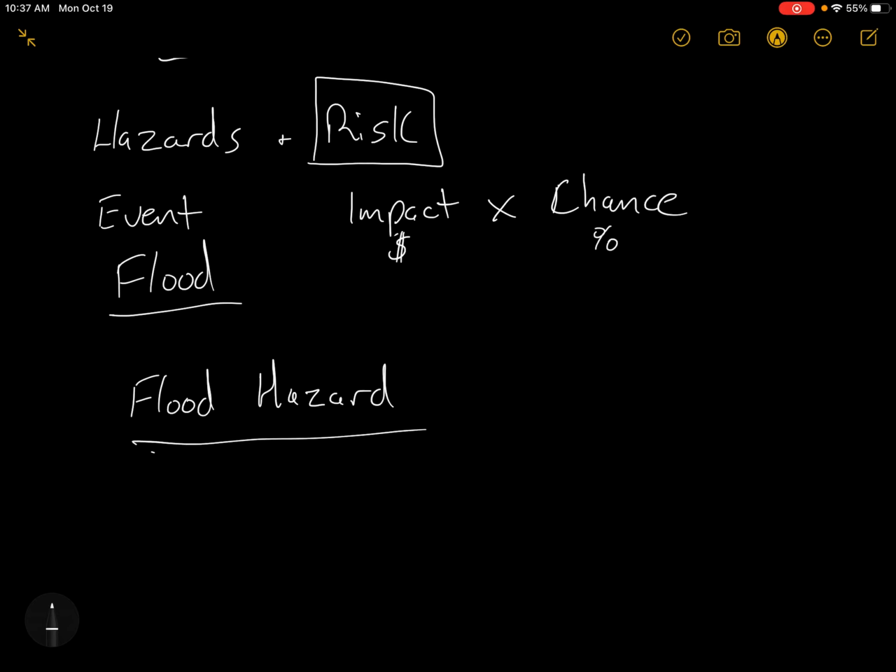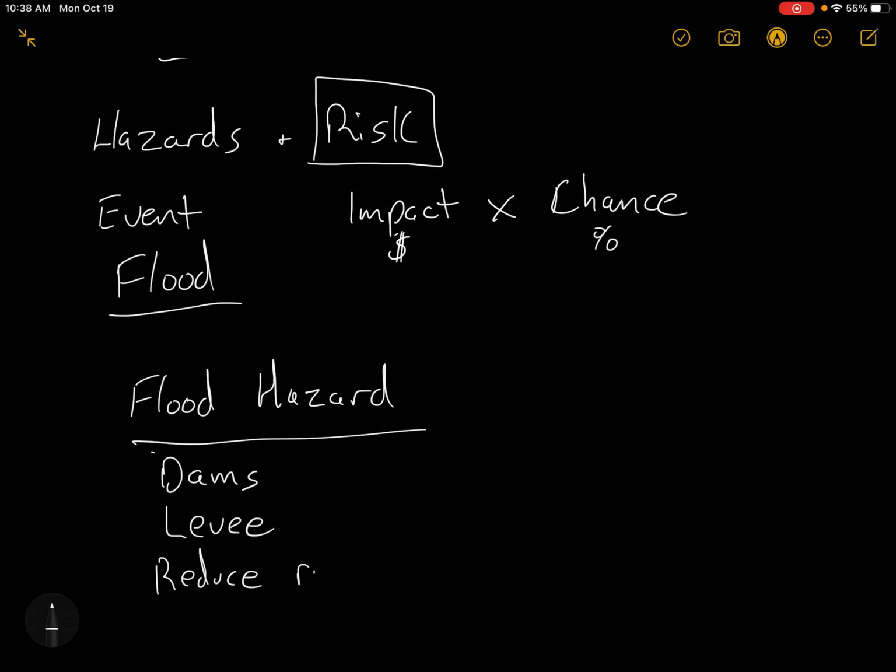So what could we do to actually change the flood hazard that we have? Well, one of those is build a dam, so that could hold the water back and release it more slowly over time. We could build a levee. We'll talk about those potentially.